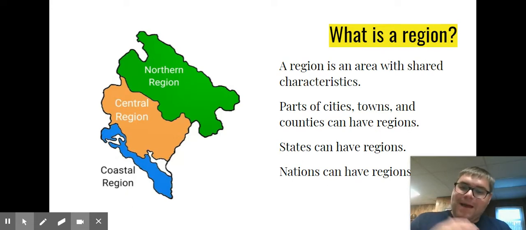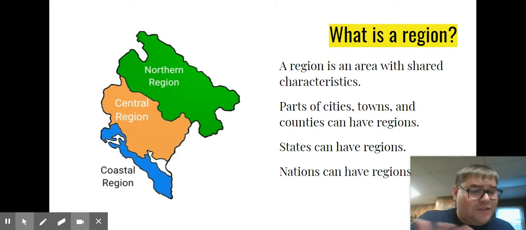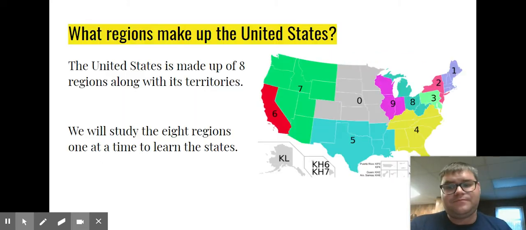Okay, so this map over here has a country with 3 regions: the coastal region, central region, and northern region. Just from looking at that map, the coastal region looks like it's low and it's close to the ocean. The central region looks like it's high and has mountains. The northern region looks green, which means it probably has lots of forests.